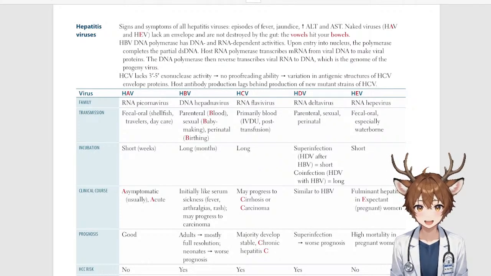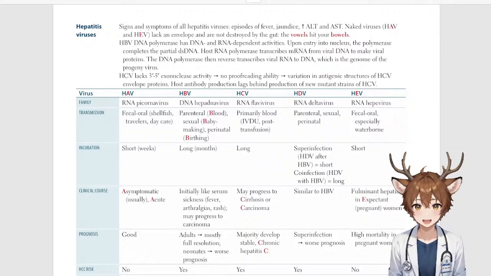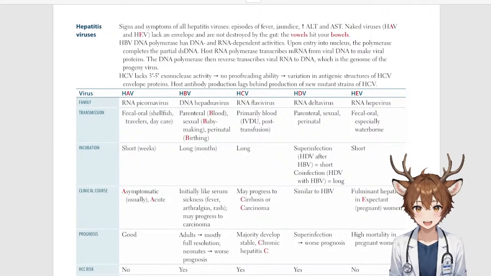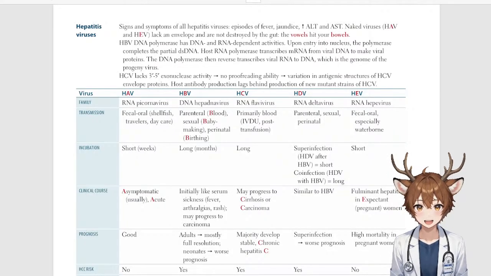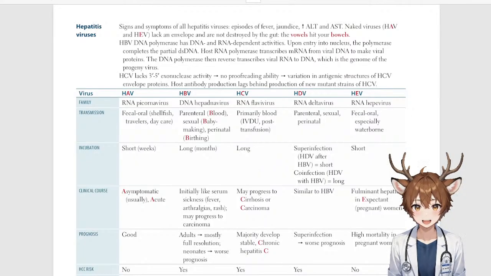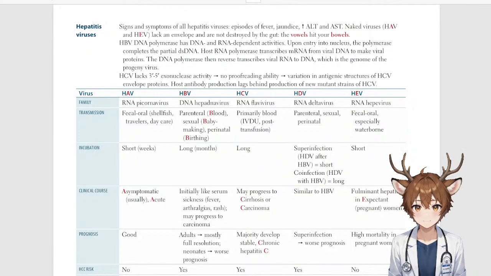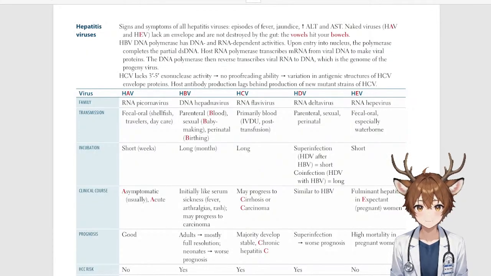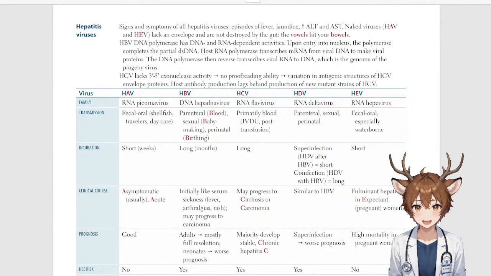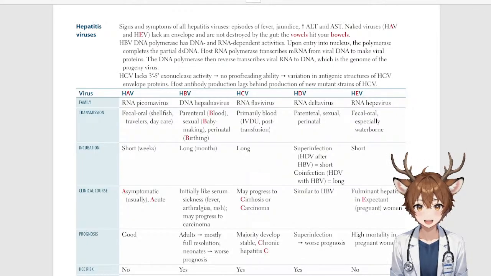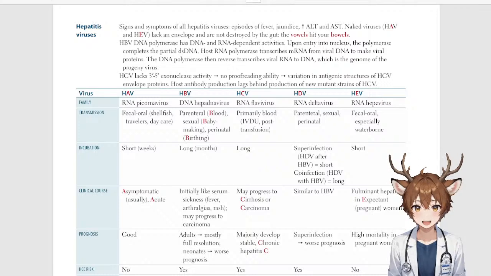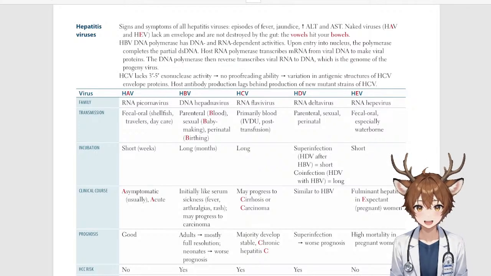Okay, hepatitis viruses. Signs and symptoms of all hepatitis viruses are episodes of fever, jaundice, elevated ALT and AST. Here's a learning device. Naked viruses, HAV and HEV, lack an envelope and are not destroyed by the gut. The vowels hit your bowels. Well, sorry, A and E, those are the vowels. My mistake. The vowels hit your bowels. They are not destroyed by the gut.